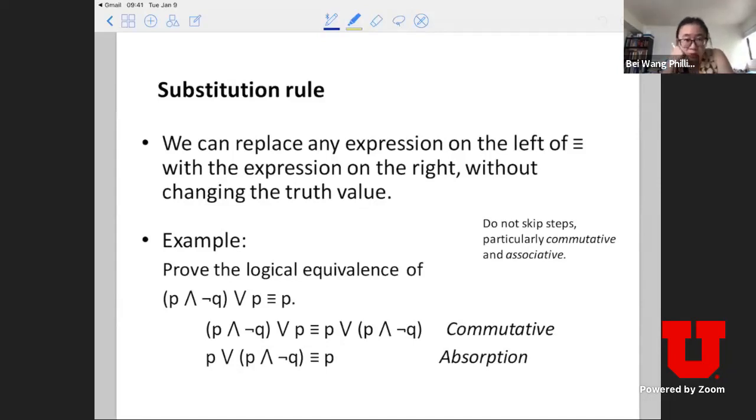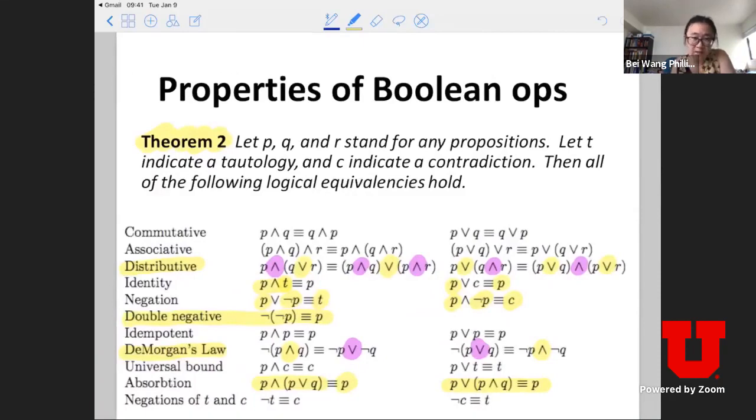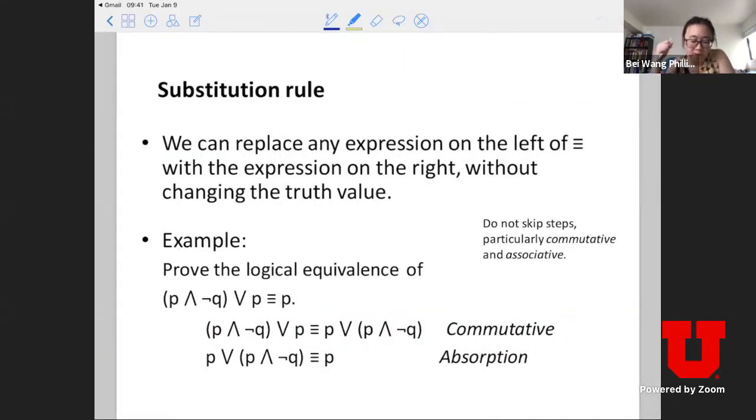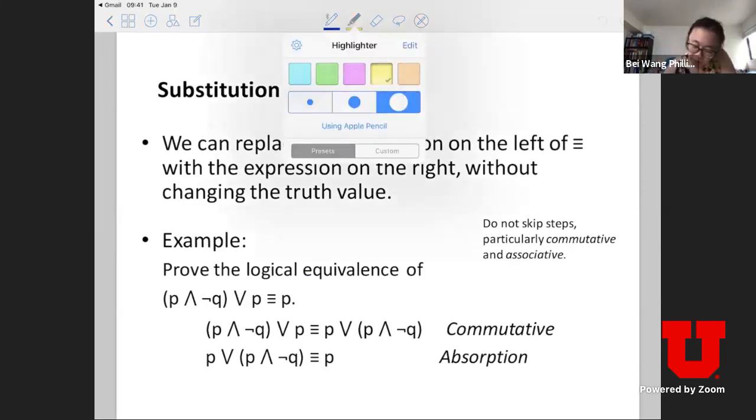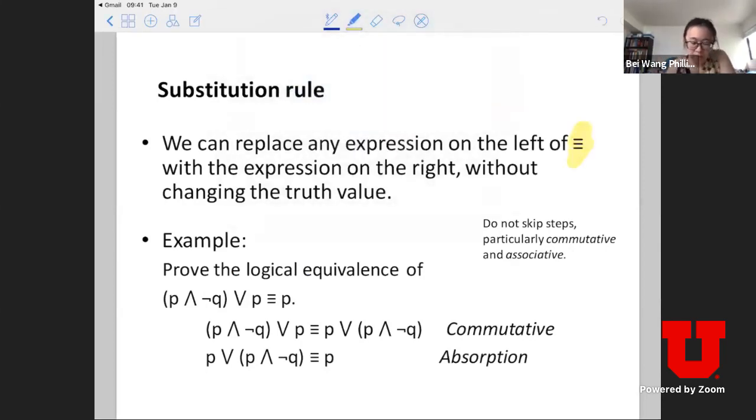So there is what's called the substitution rule. Once you have Theorem 2, as stated here, you can replace any expression on the left-hand side of the logical equivalence symbol with the expression on the right without changing the truth table, because they're logically equivalent, okay? A very important part of proving logical equivalences from left to right is do not skip steps, especially do not skip commutative or associative rules, right?